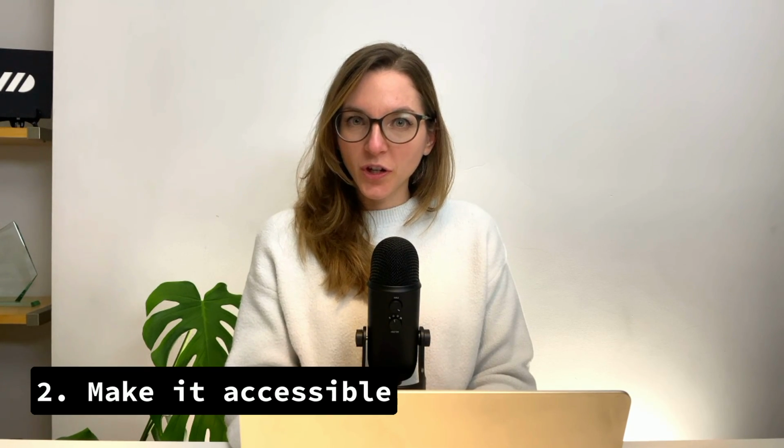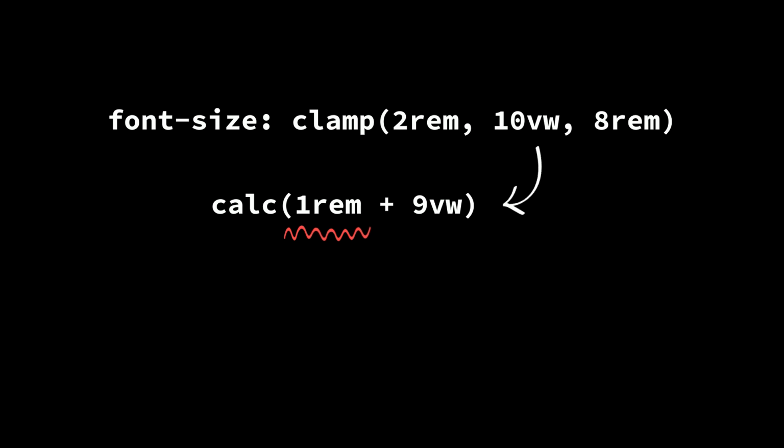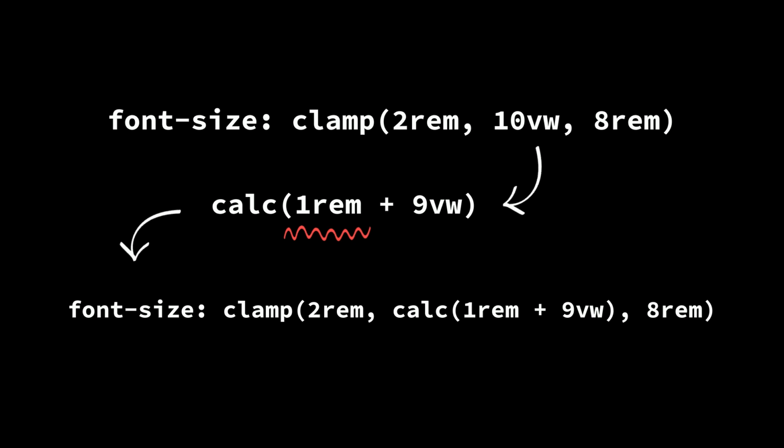Is it accessible? Not yet. Because its value is based on the view width, this doesn't respond to the zooming in and out of the browser. To fix this, we can add a little calculation. So we keep the view width as the main point, but we're adding a rem value, which will respond to the zooming in and out of the browser.